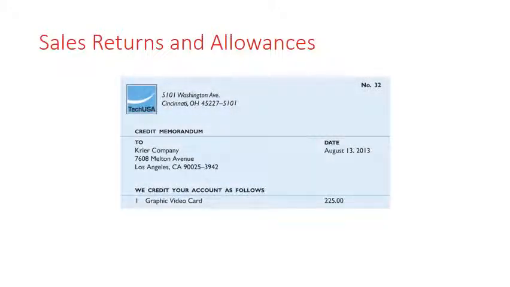So let's take a look at what's called a credit memo. What happened was we sold Crier Company a graphic video card, and they're sending it back. They want a refund. It didn't work. They didn't want it. Anything like that. We're giving them a return. They're returning some merchandise, and we have to credit.